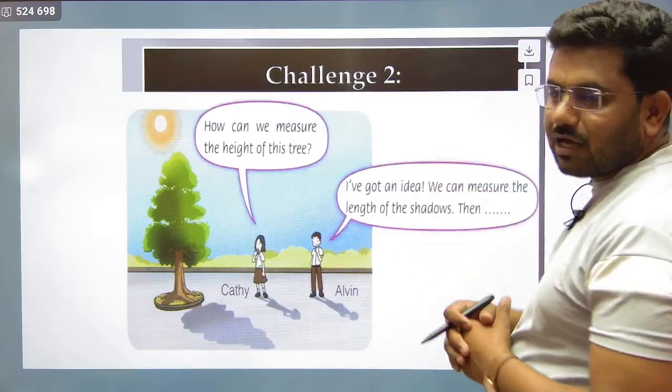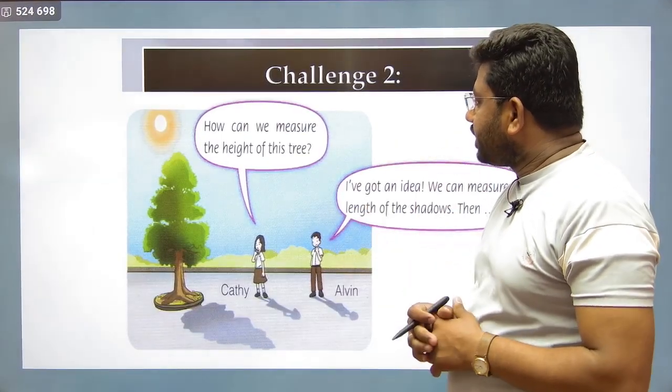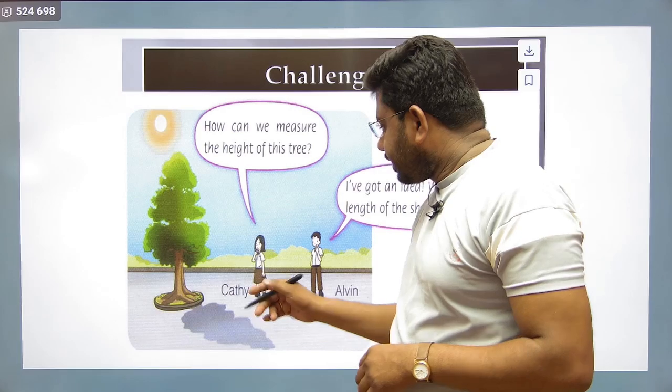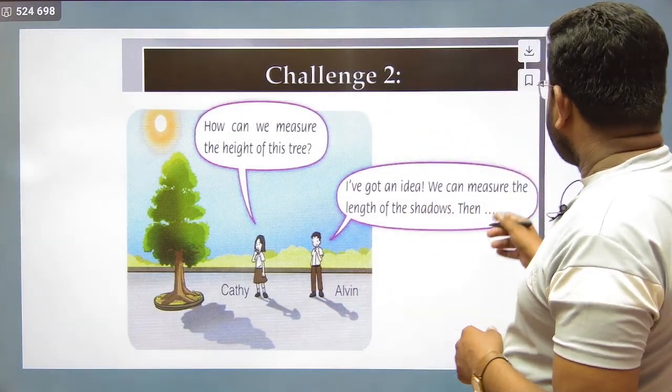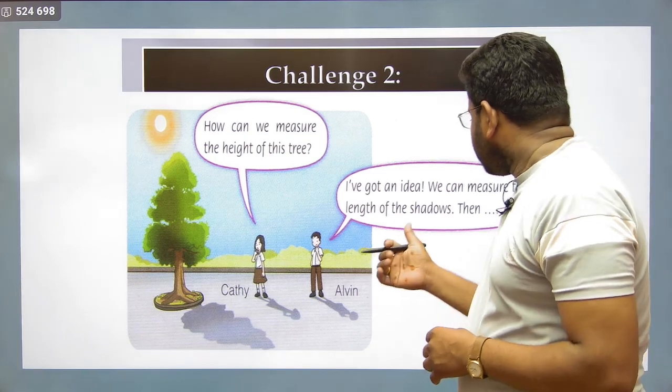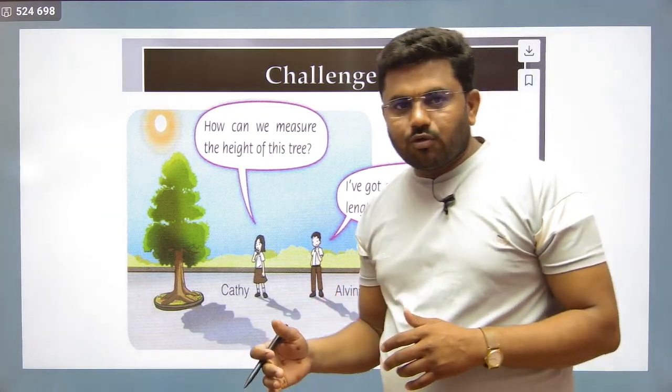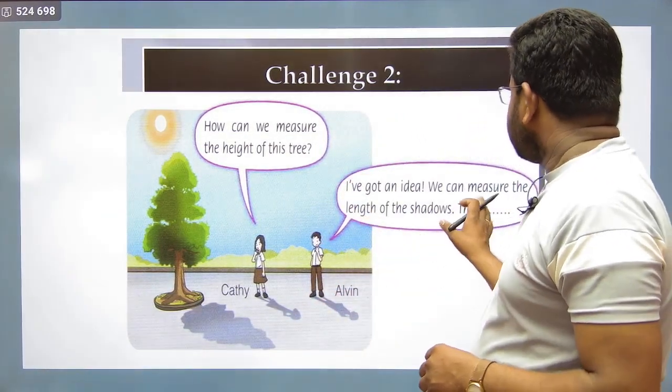Okay, now another challenge is given here. How can we measure the height of this tree? Kathy is saying this. Alvin is saying, I have got an idea. We can measure the length of the shadows and then we can count it. This is the next challenge shown here.